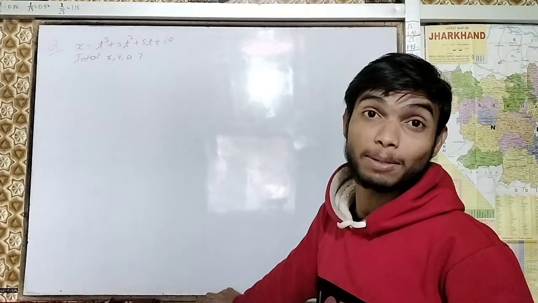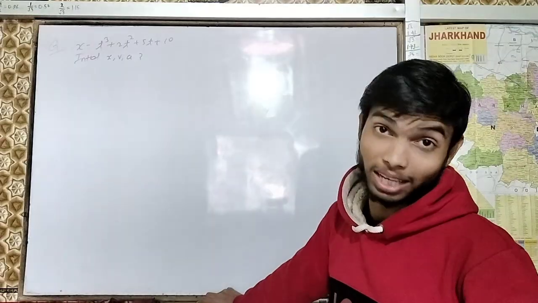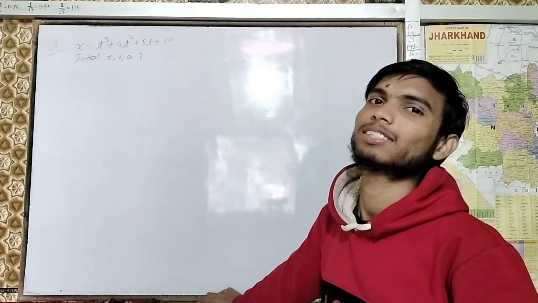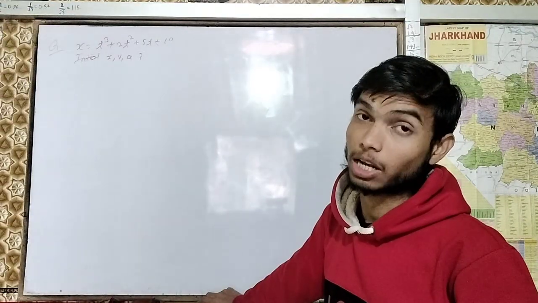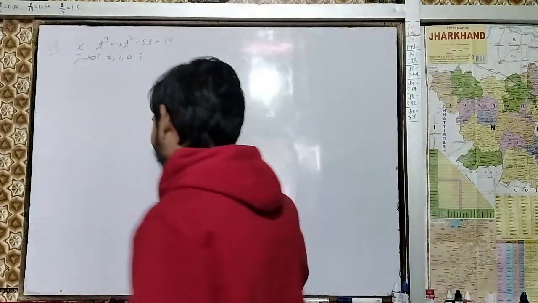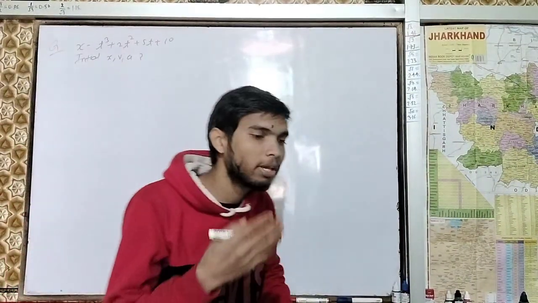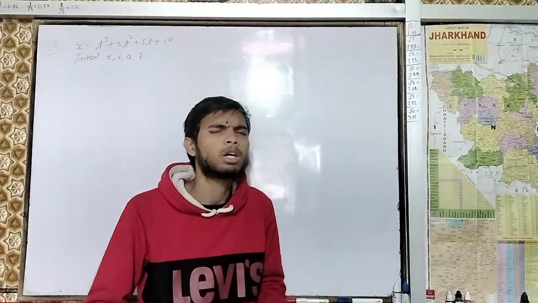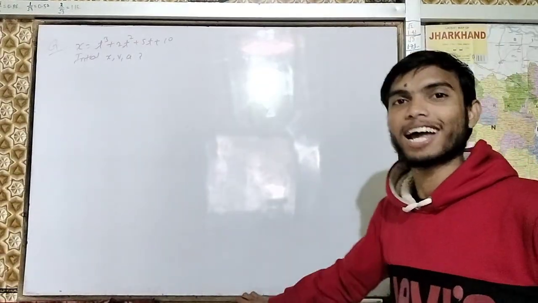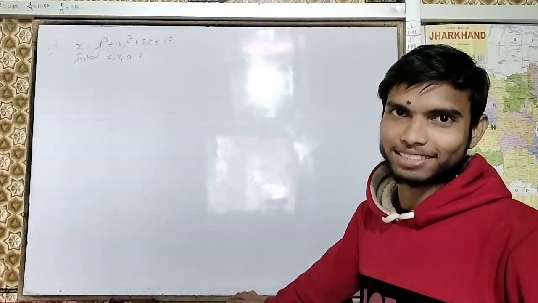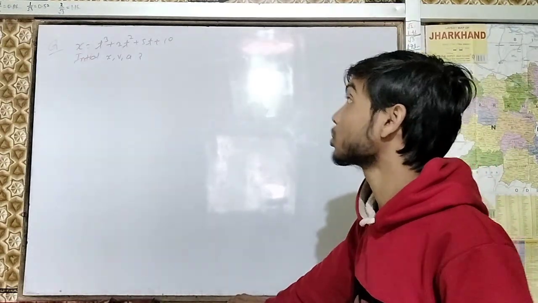Can you say a relation of something? Yes, there is a relation of x with t. So the relation of x and t provides velocity. The question is the same. I am giving you the location of a particle, and you only have to calculate initial velocity, initial location, and initial acceleration. That's what the question is asking.